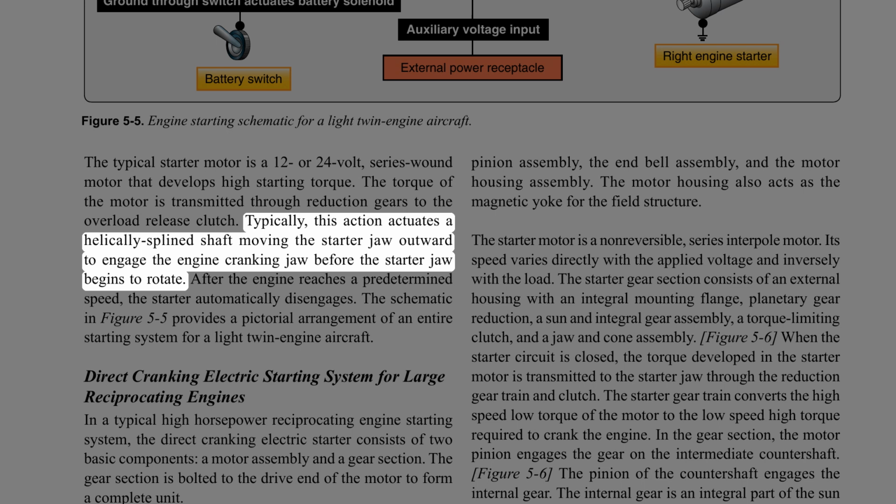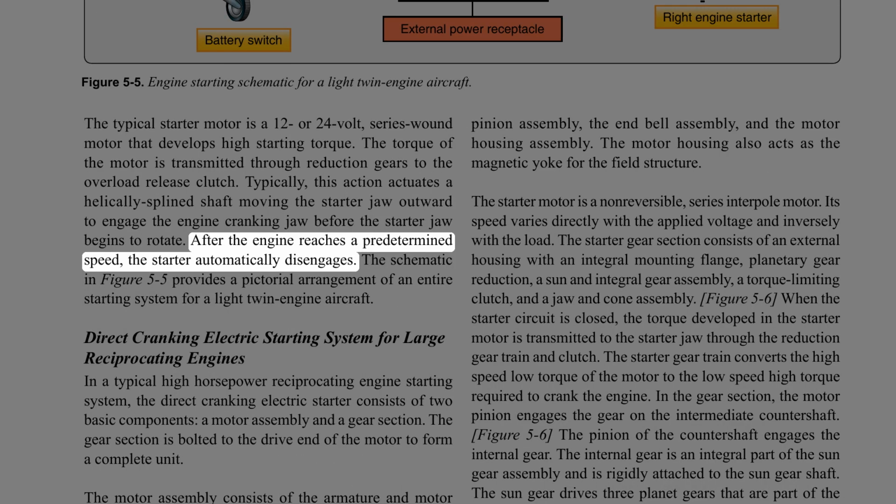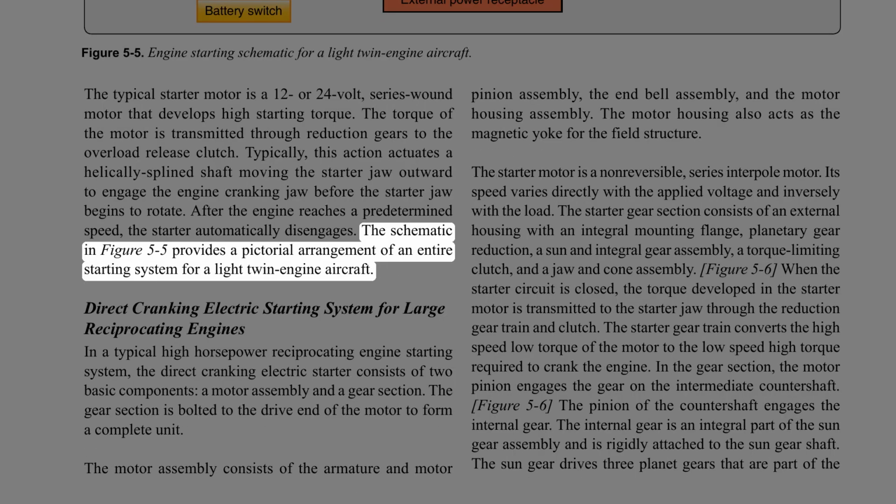Typically, this action actuates a helically splined shaft moving the starter jaw outward to engage the engine cranking jaw before the starter jaw begins to rotate. After the engine reaches a predetermined speed, the starter automatically disengages. The schematic in Figure 5-5 provides a pictorial arrangement of an entire starting system for a light twin-engine aircraft.